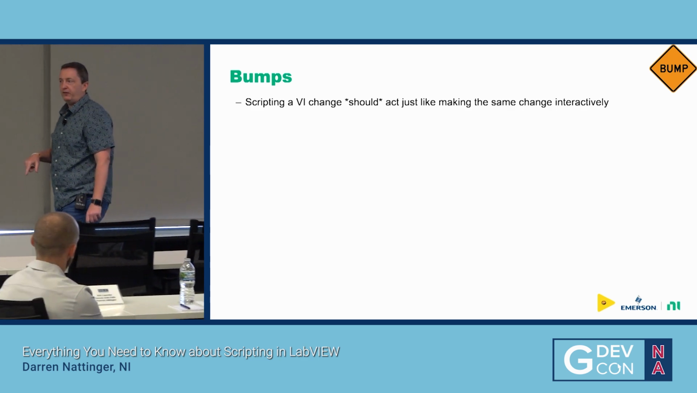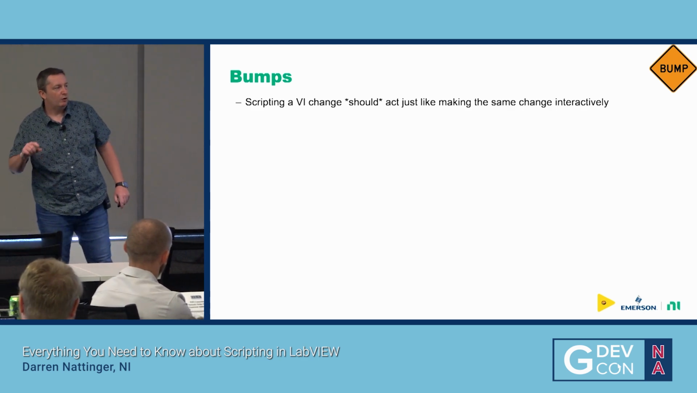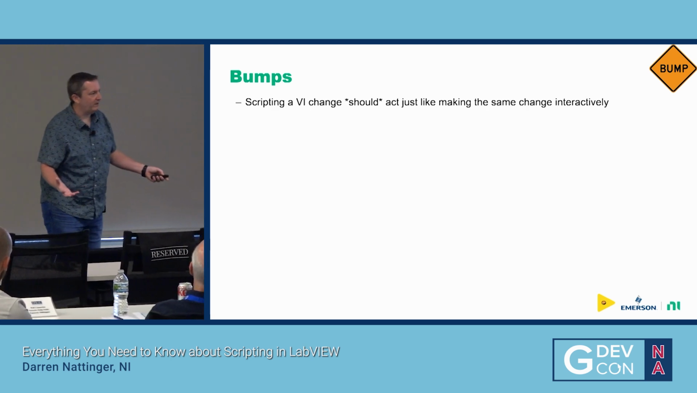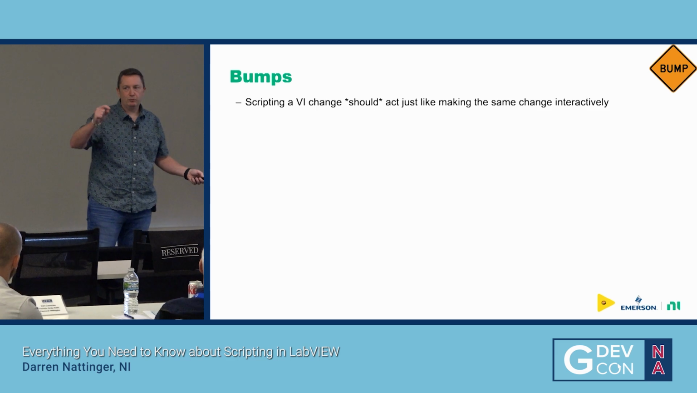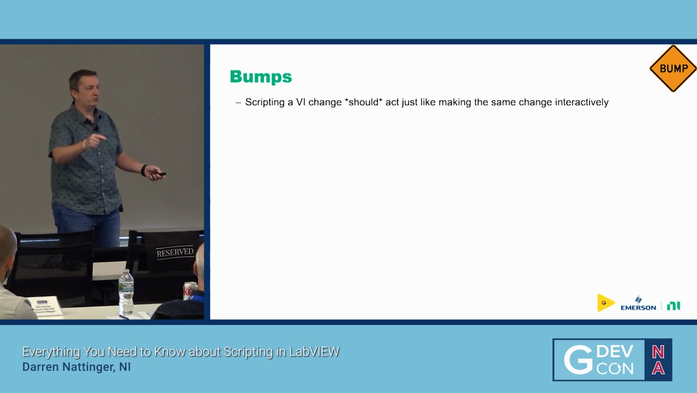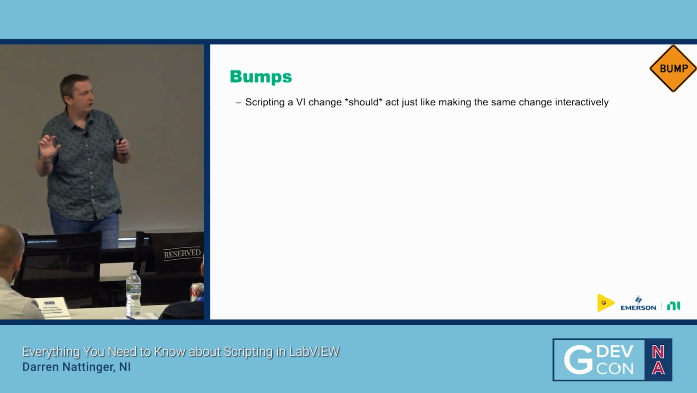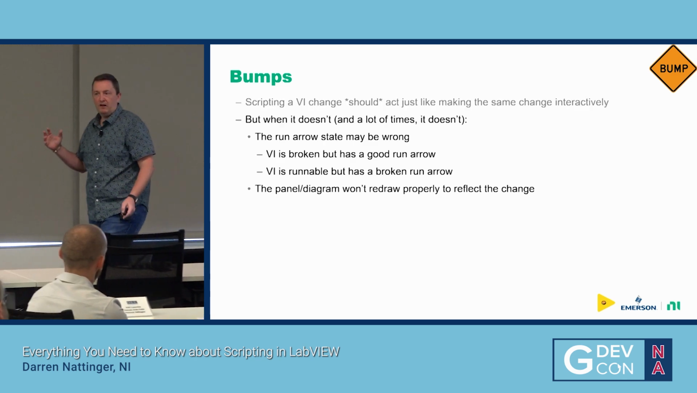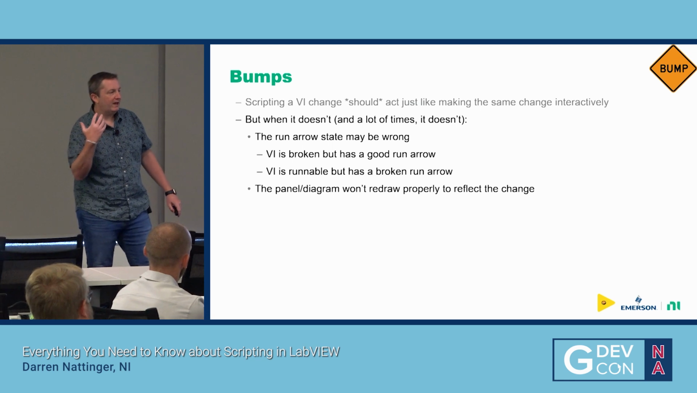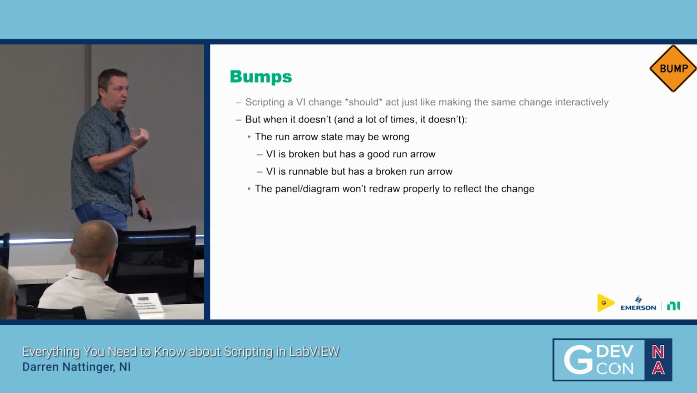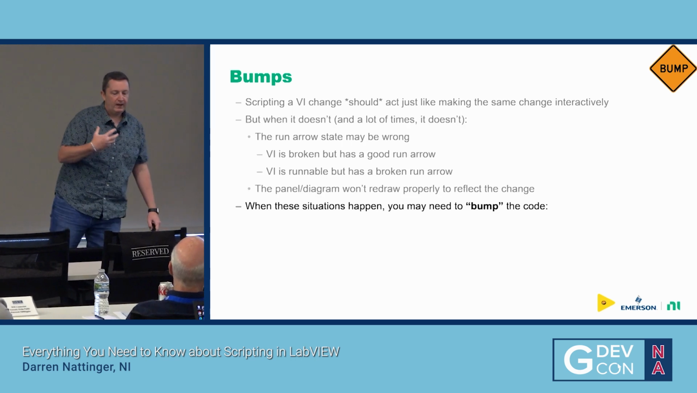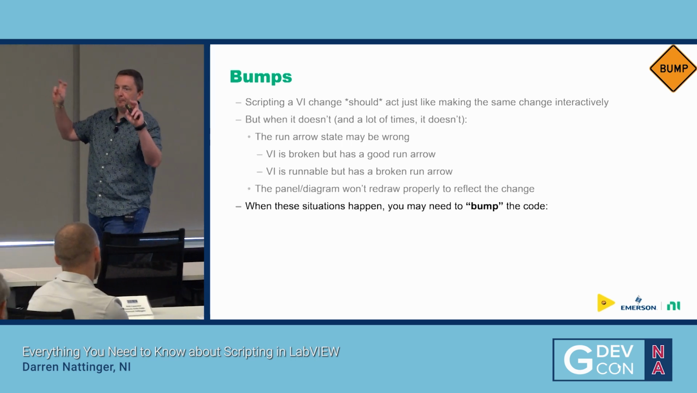All right, so another thing in scripting is doing bumps. Whenever you make a change to a VI in scripting, it should act just like making the change in the editor. So when you right-click on something and change a property, versus calling the scripting code that changes that property, they should behave the same. Doesn't always behave the same. A lot of times when it doesn't, you might have a broken VI that looks runnable or a runnable VI that looks broken. You might have redraw issues. In those situations, you might need to do what I call bumping the code.